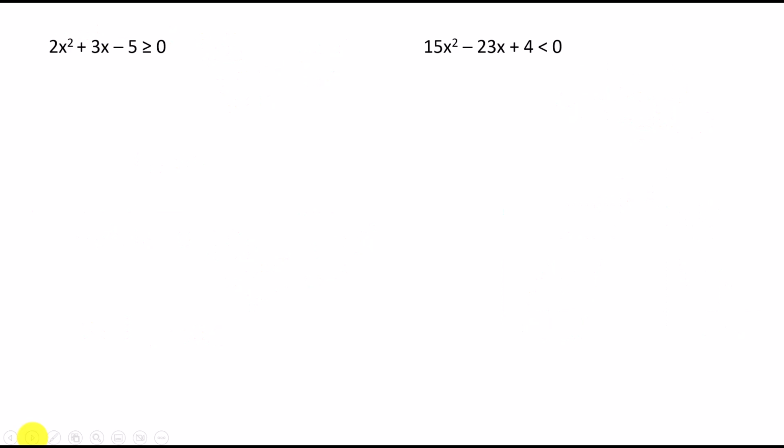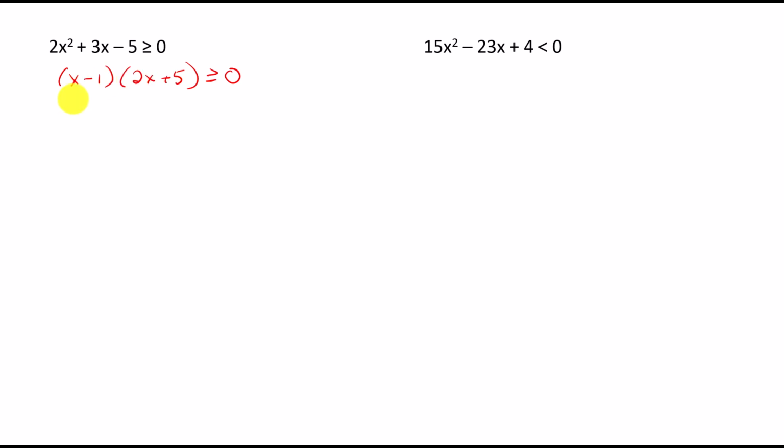Okay, so here's what I want you to do. I want you to take a minute and pause the video and factor this problem. And then check your answer with me. Okay, so we know how to factor, and so when you factored this, you should have gotten x minus 1 times 2x plus 5, and then we have greater than or equal to 0. So if you did not get these for your factors, then you need to go back and review factoring because you'll have to be able to do that on this test.